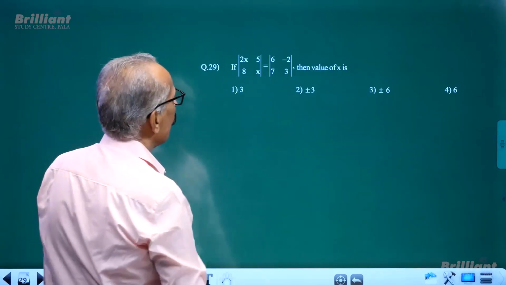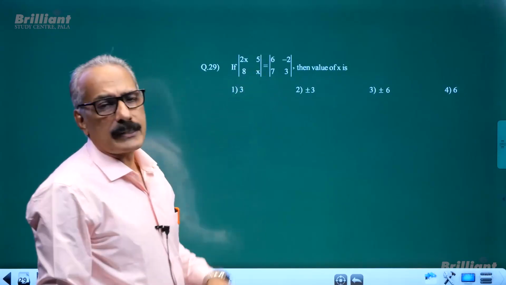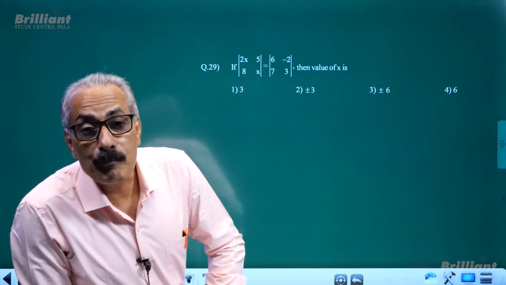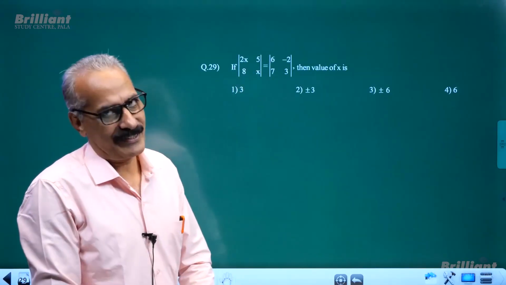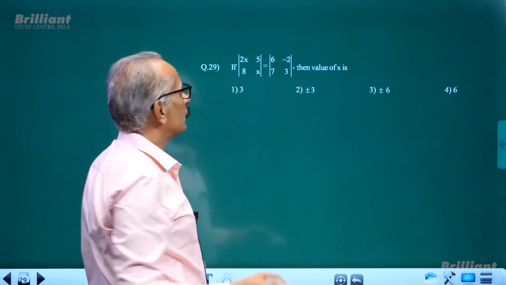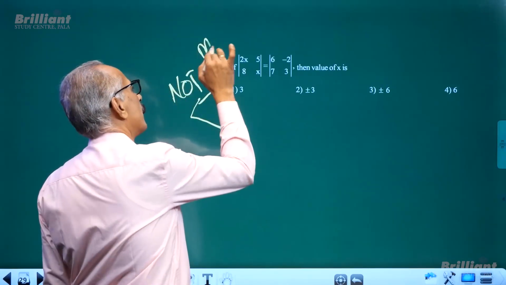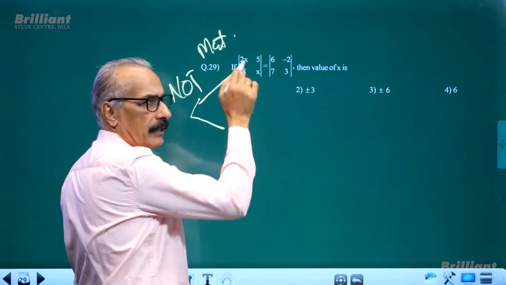See the functions. Next. So immediately you may write 2x is equal to 6, therefore x is equal to 3. No, this is not a matrix, but it is a determinant. Therefore, determinant means it stands for a value. You should evaluate. So remember, this is not a matrix. That's the point you have to note. It's a very tricky question.